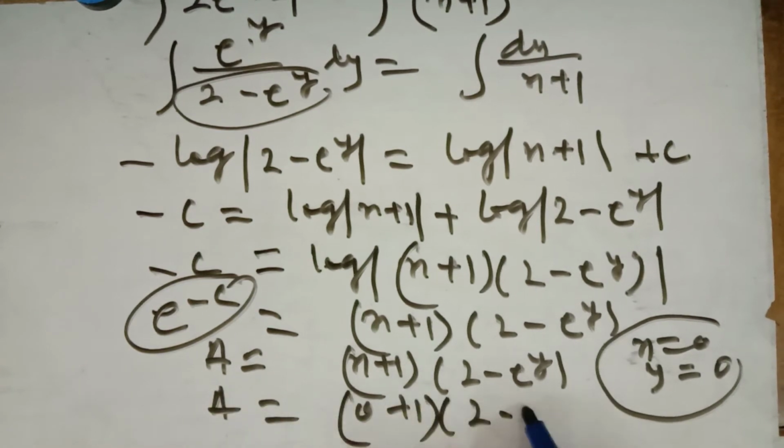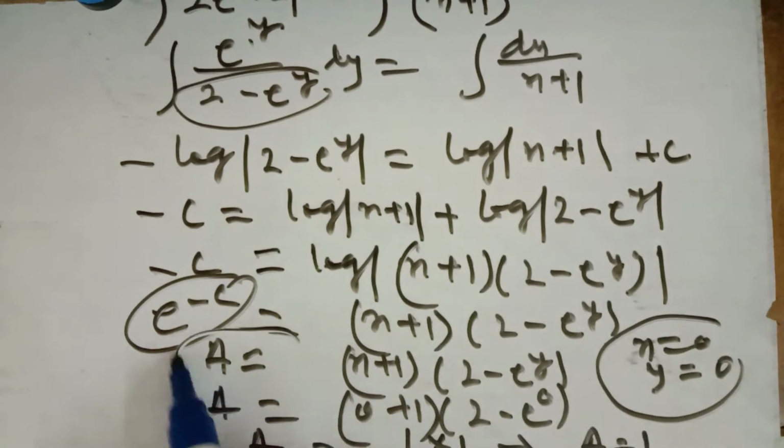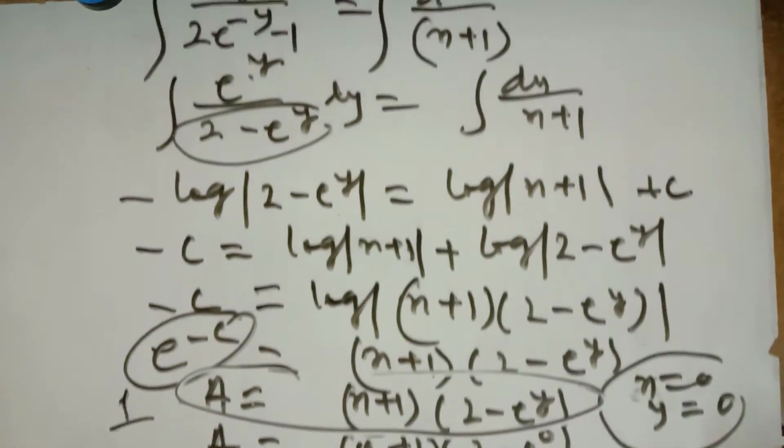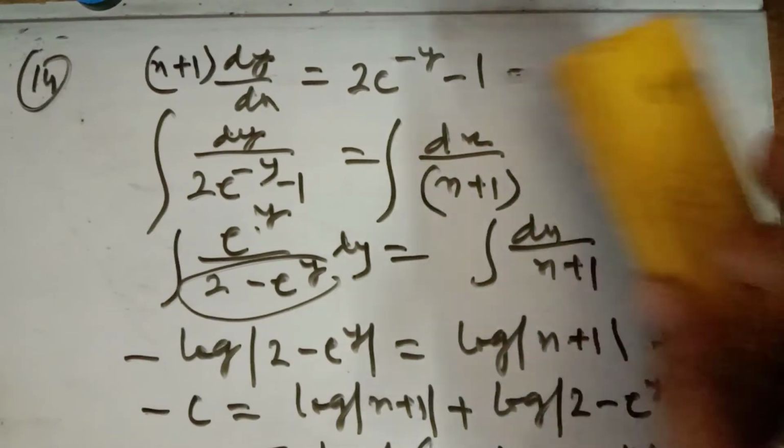So it is 2 minus e to power 0, so it will be 1 into 1. So the value of a here is 1. Now you can replace it here, so 1 is equal to (x plus 1) into (2 minus e to power y), which is the particular solution of this linear differential equation. Now you can try question number 15 yourself.